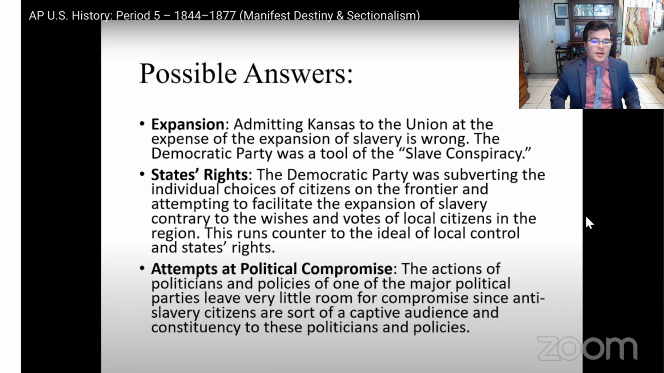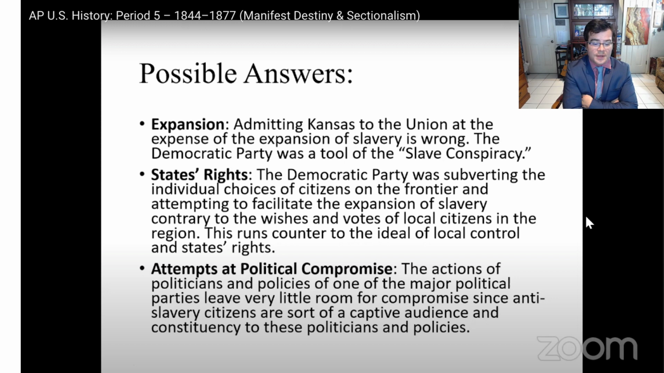All right, so depending on what you chose, this is what you should have come up with. They mentioned Kansas on the Democratic platform, and so people saw that as a slave conspiracy, right? For states' rights, the Democratic Party was subverting individual choice of citizens on the frontier, attempting to facilitate the expansion of slavery, contrary to the wishes and votes of local citizens in this region. And so it runs counter to the ideal of local control and states' rights.